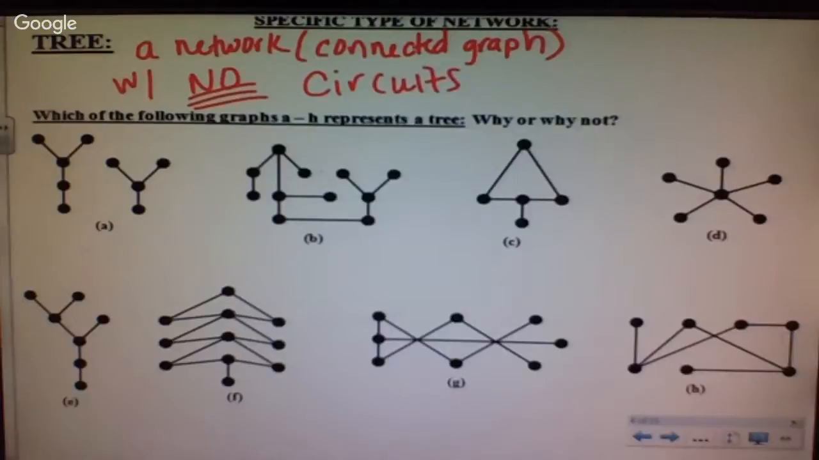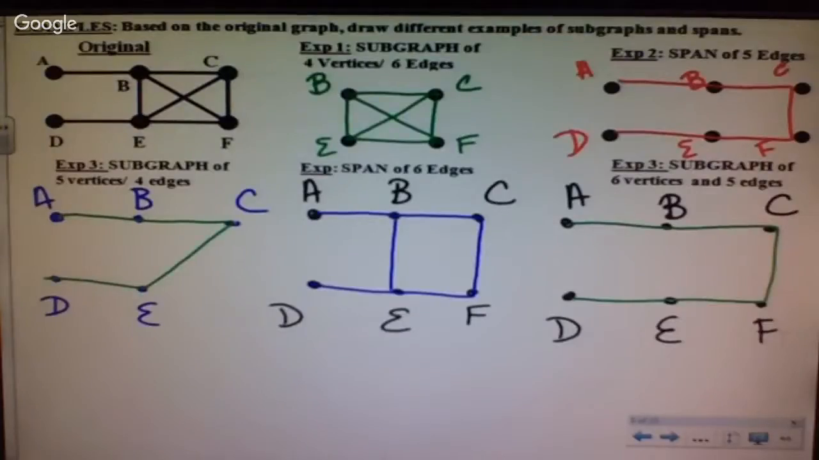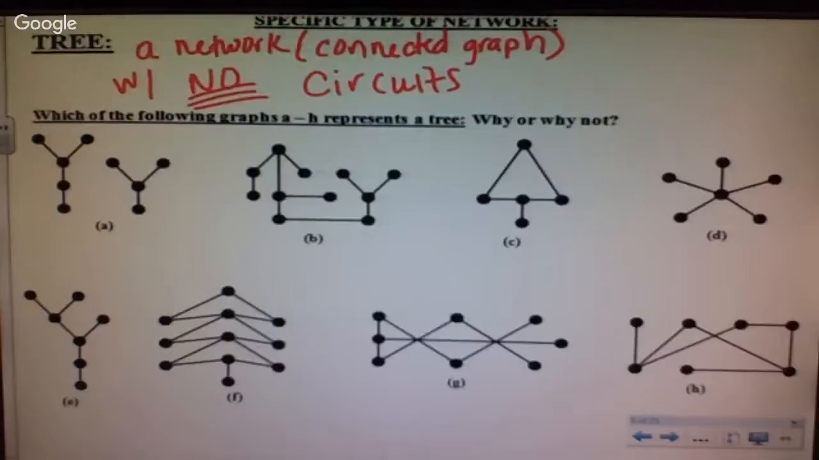When we drew our subgraphs and our spans in the last one, if you take a look, I'll flip back here in a second. If you take a look at this one, we created a circuit. So this one is not a tree. This one here, we created a circuit. So this one is not a tree. But example 2, the one below it, and example 3 over here are trees. They're all connected and there are no circuits. So that's what we're looking at now. So a network has to be connected with no circuits.